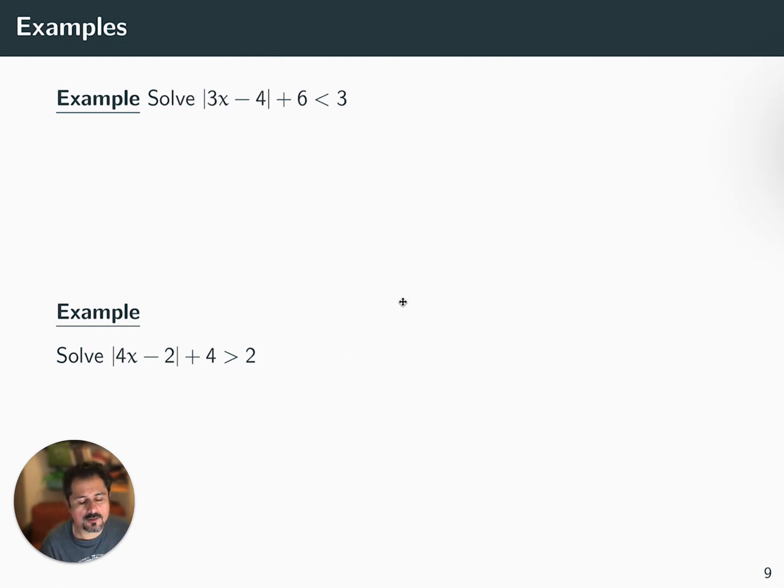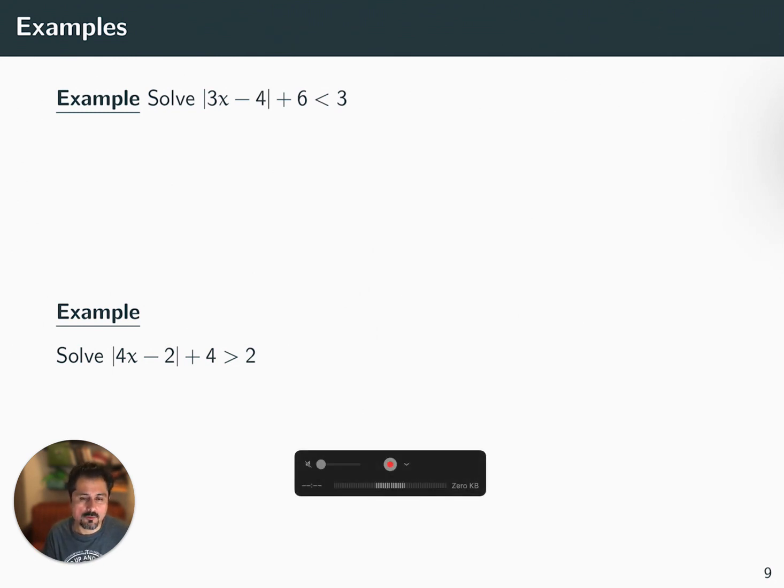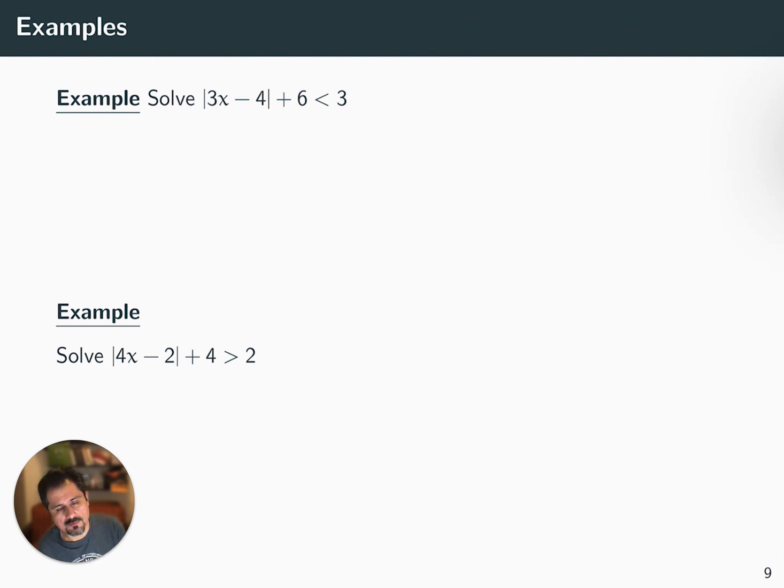Now we're going to finish this section with a couple of inequalities that are going to give rise to special situations that you might encounter along the way. So let's see, if I want to solve the first one, I have: solve the absolute value of x minus 4 plus 6 is less than negative 3, sorry.